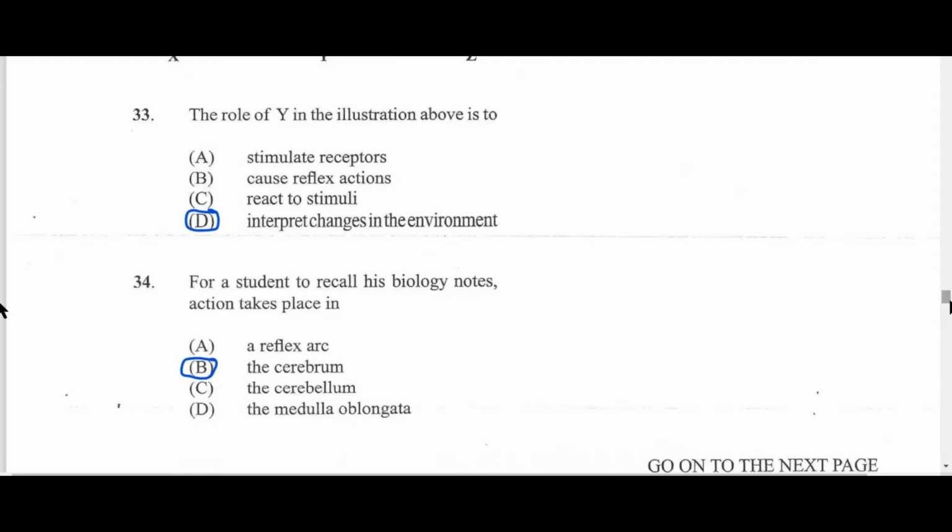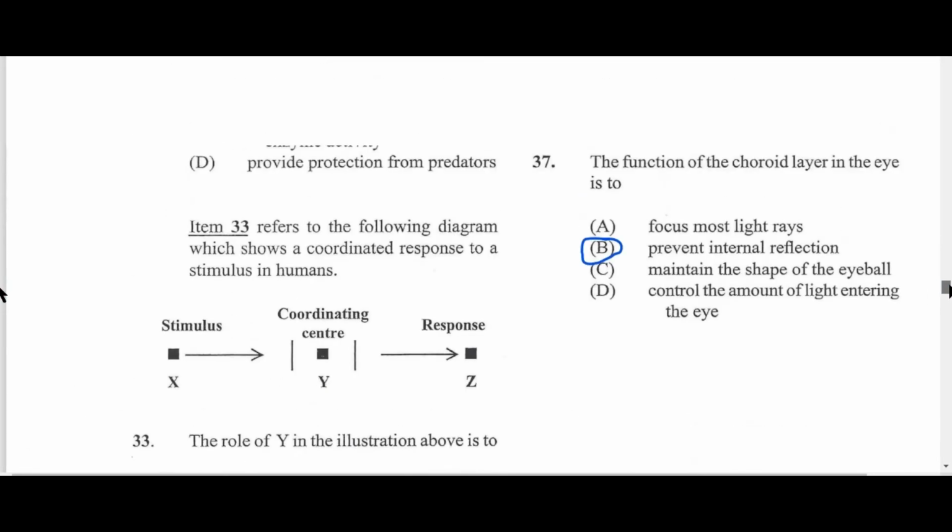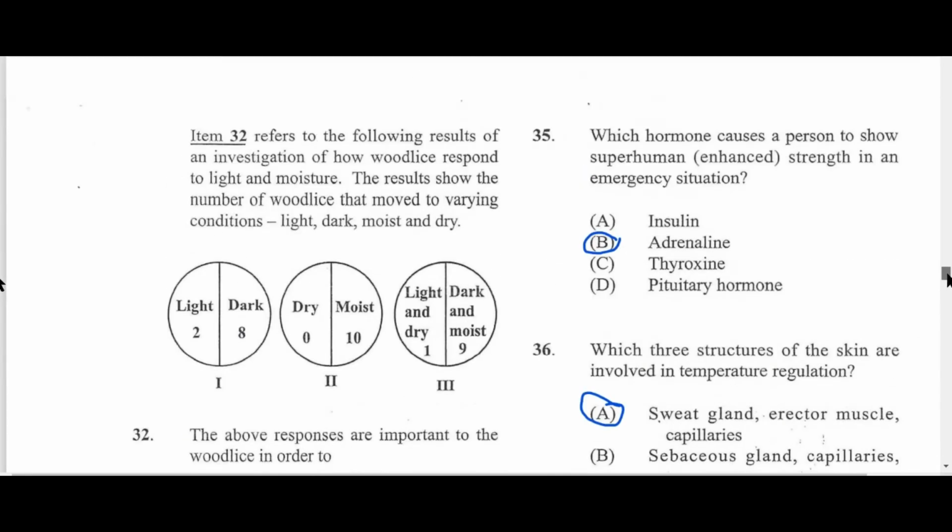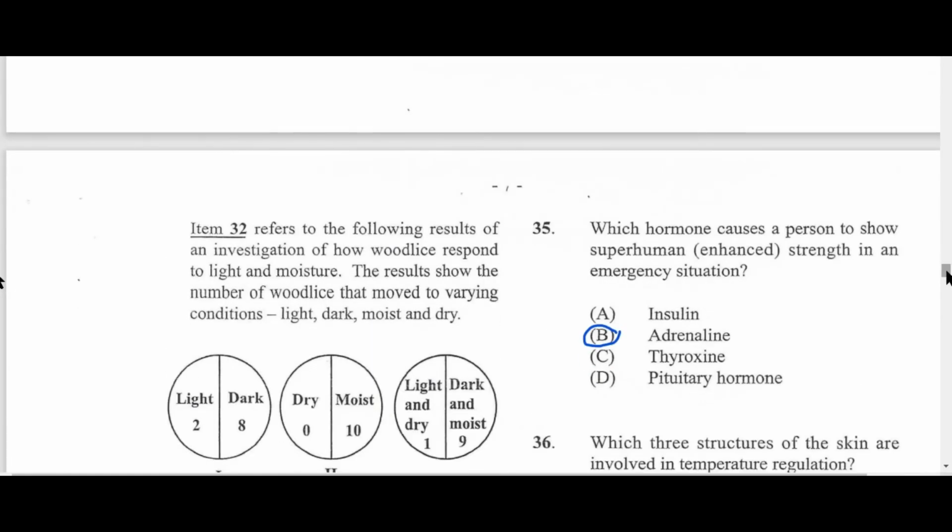For a student to recall his biology notes, action takes place in the cerebrum. Now that is the frontal lobe of the brain, where conscious thought takes place. The cerebellum is for balancing. So of course it couldn't be the cerebellum. Alright, 35.